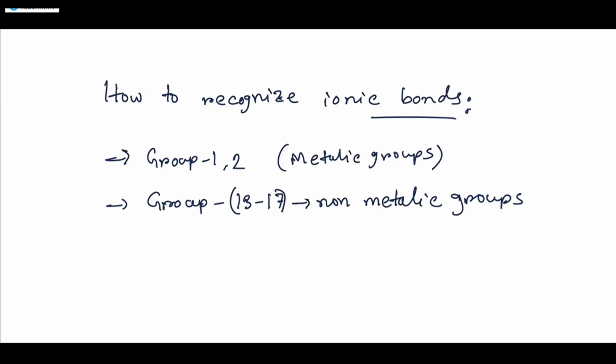And now, how to recognize ionic bonds? Isn't that a question actually? Because there are 118 atoms in the periodic table. How will you know actually that it will form an ionic bond or a covalent bond or a metallic bond? So if you see the periodic table, there is group 1 and group 2. They are mainly metallic groups, and group 13 to group 17 are non-metallic groups. Okay, we'll see at the end of the class how in the periodic table and the lattice structure as well.